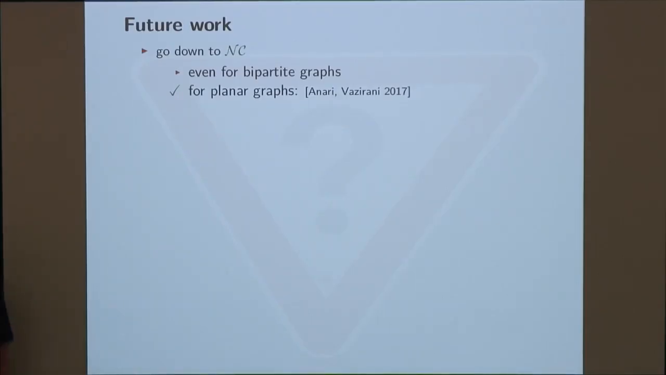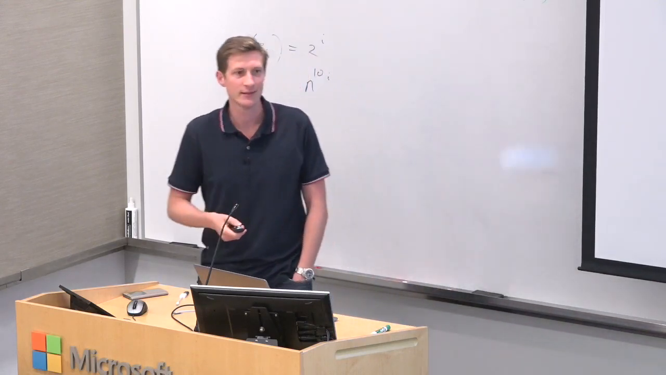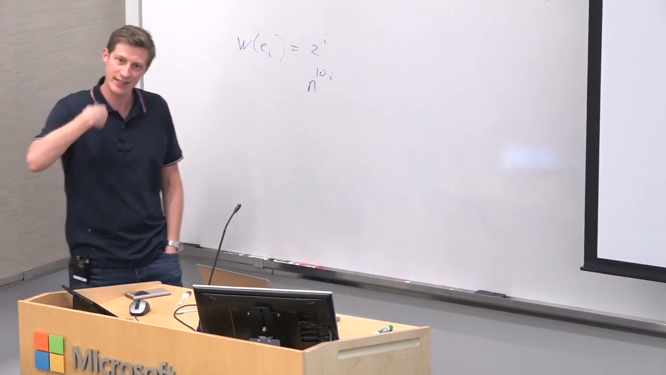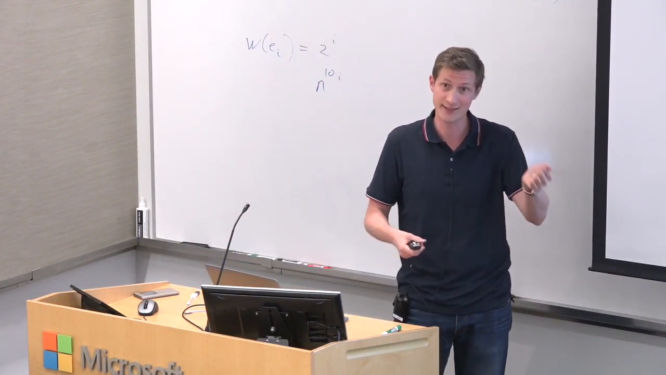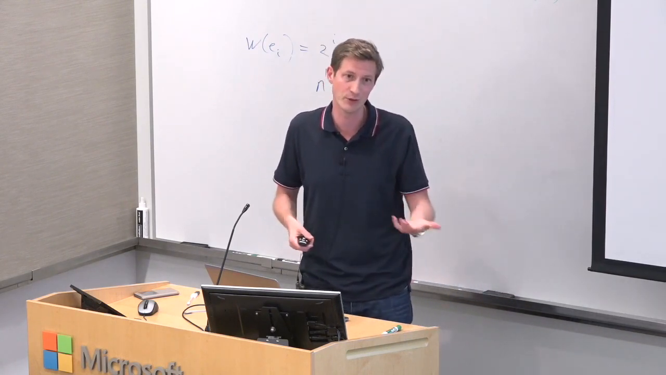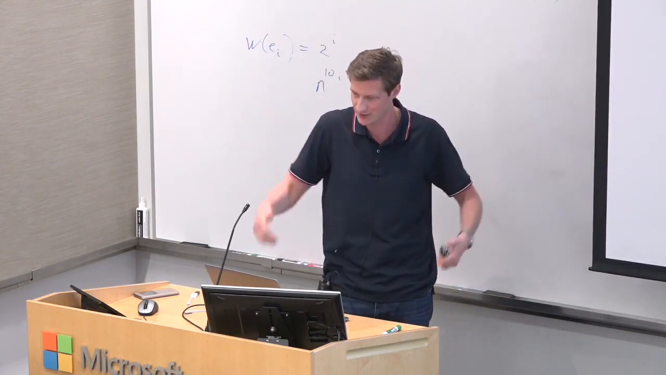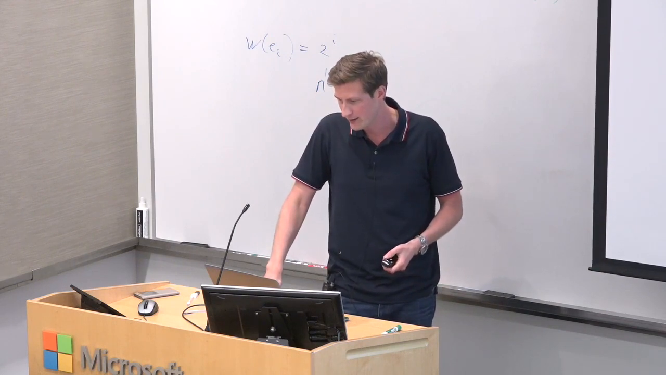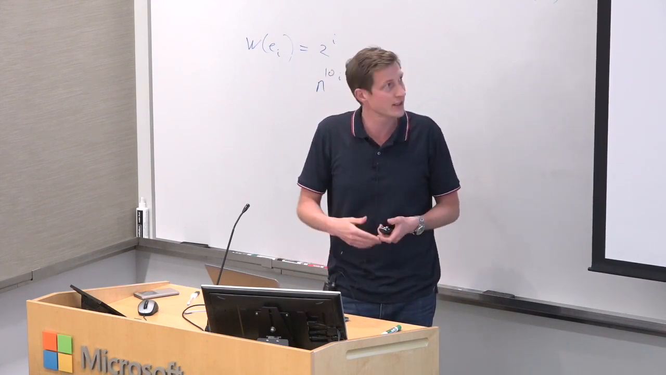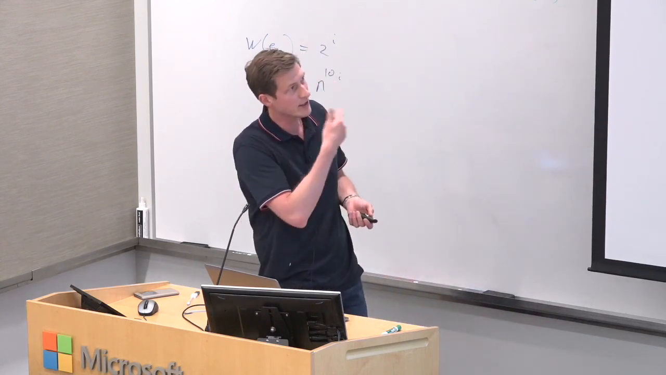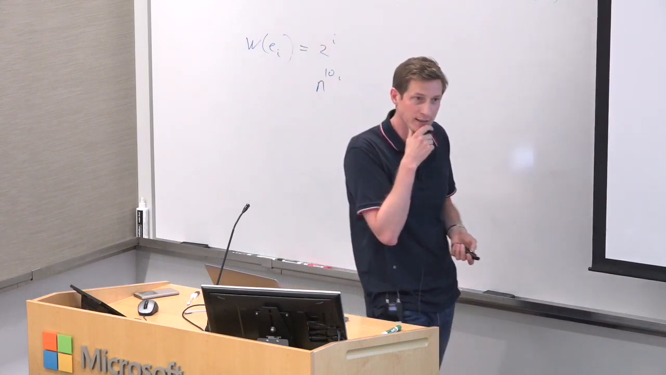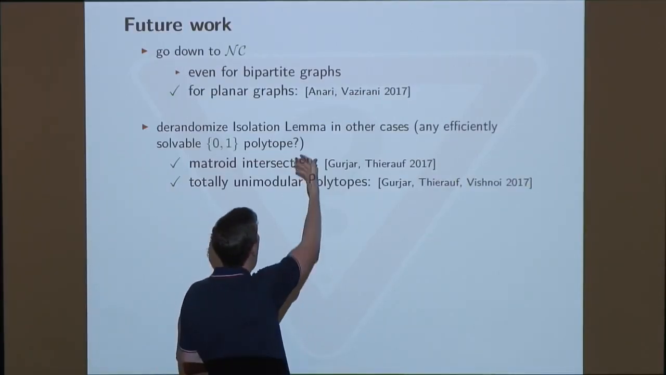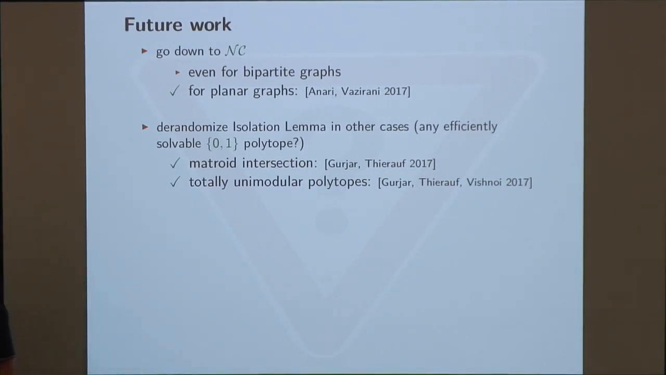It seems like it's non-trivial to go down to NC. So this log comes for a good reason, that we are not greedy. Even for bipartite graphs, we have no clue how to avoid these log n rounds, to have a girth as a progress measure. We have no progress measure where we can select constantly many weight functions. And there has been work on the randomized isolation lemma in other cases, like matroid intersection and totally unimodular polytopes, also giving quasi-NC, because basically all the works were inspired by Gurjar, Thierauf and Fenner's work on bipartite matchings that uses these log n rounds.